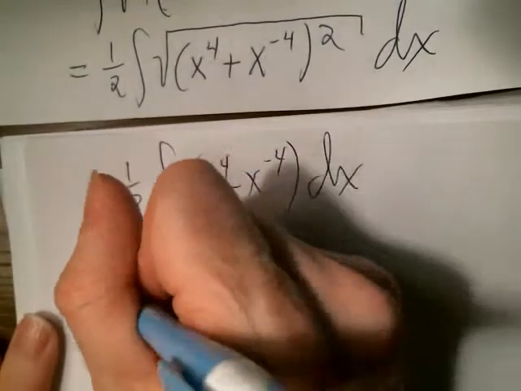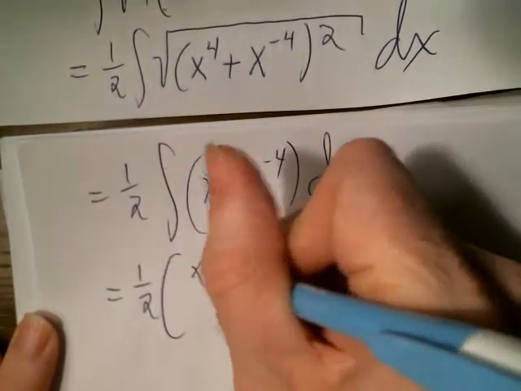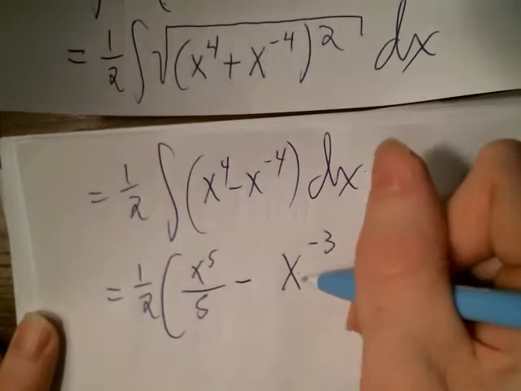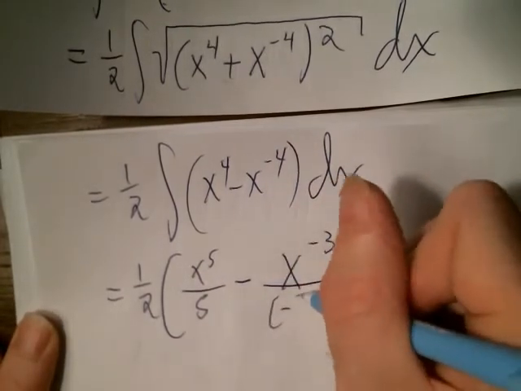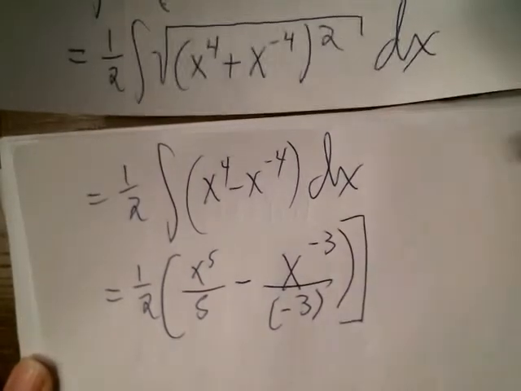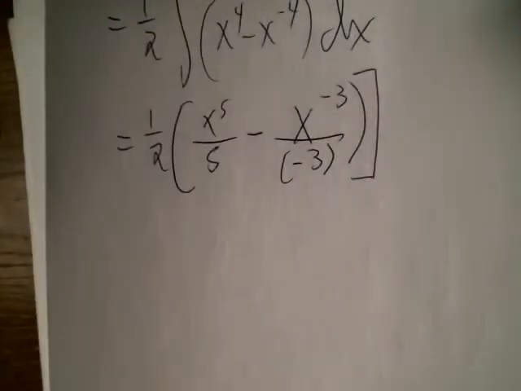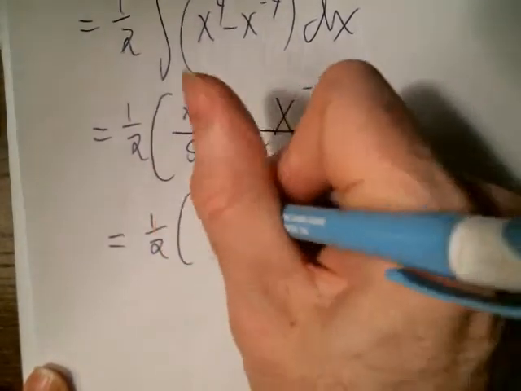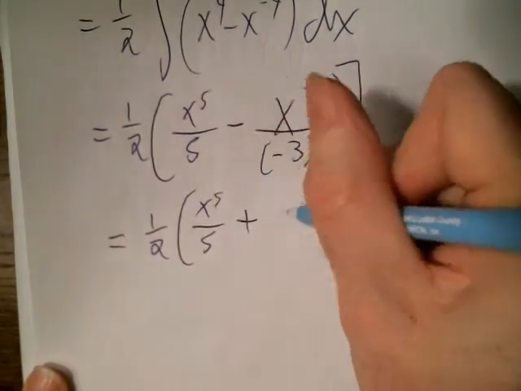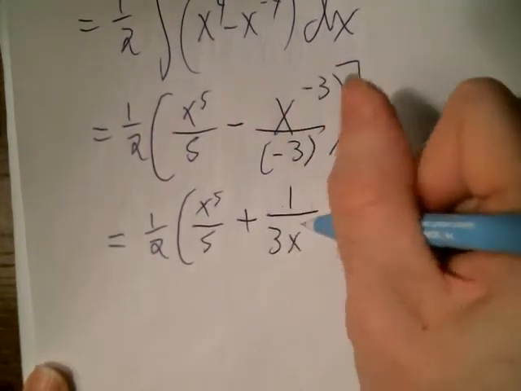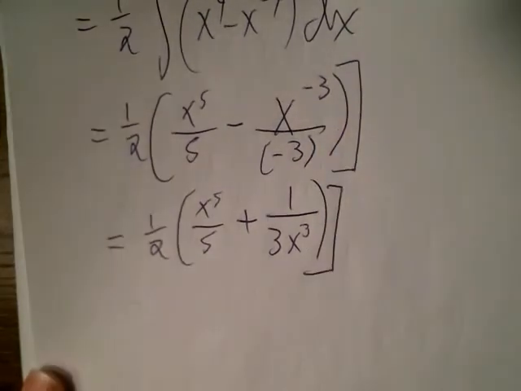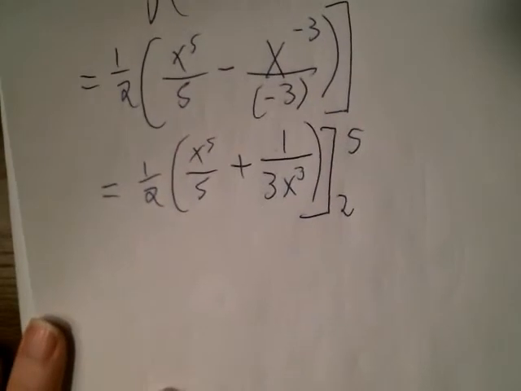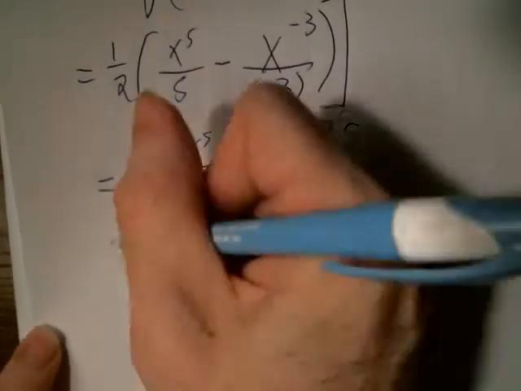Okay, so this will be 1/2 x to the fifth over 5 minus x to the negative 3 all over negative 3. I need to evaluate that eventually. This will then be 1/2 times x to the fifth over 5 plus 1 all over 3x to the third. And I'm going from, what did I say, 2 to the 5. Okay. Plug that in. It's not going to be pretty.